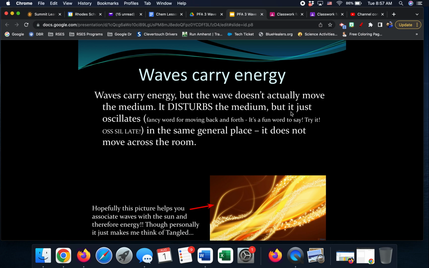If you set up a bunch of dominoes and touch the first one, it hits the next, the next, the next. It transfers energy from one to the next. Same thing with how waves work, except instead of with dominoes, it's with particles.